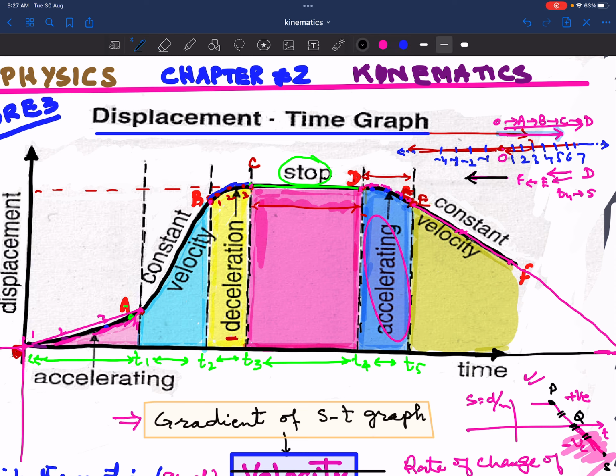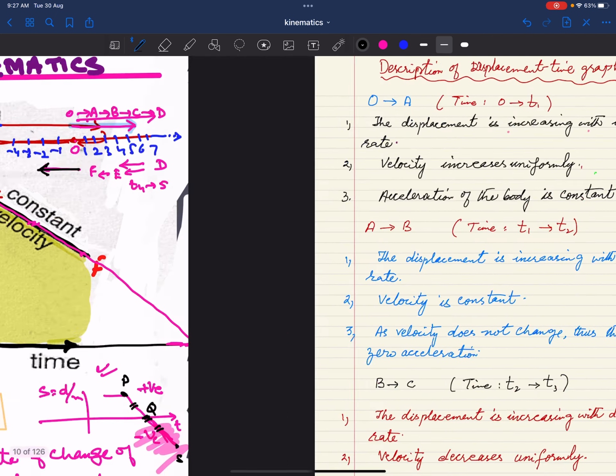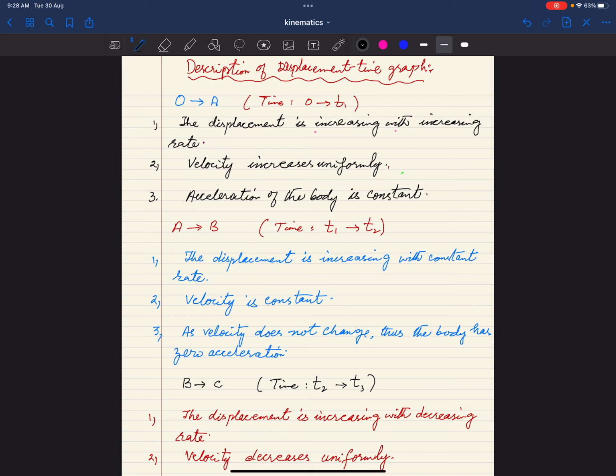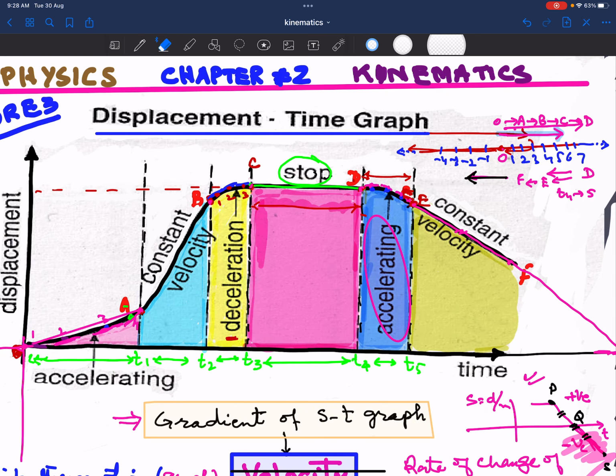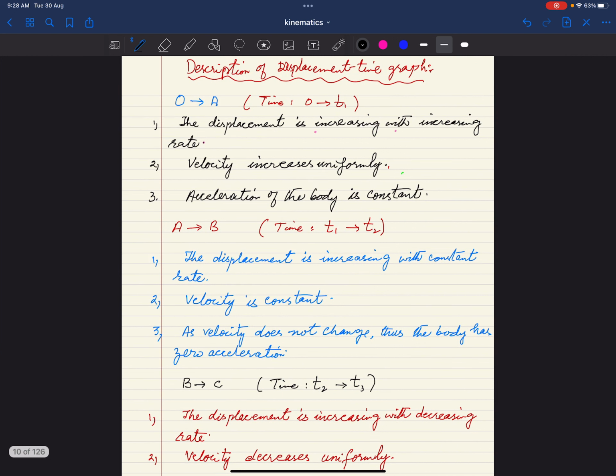So here what is happening, from O to A, you can say that the rate of change was increasing in order. Displacement is increasing with increasing rate. Velocity increases uniformly. Then if the velocity increases uniformly, simply you can say that the acceleration of the body is constant, which we have discussed in between your point O to A. So this is something important, that from O to A, the region, actually we have to consider this path, and this is the description of this path over here from O to A.